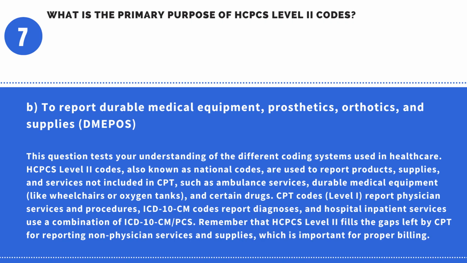Answer: B. To report durable medical equipment, prosthetics, orthotics, and supplies, DMEPOS. This question tests your understanding of the different coding systems used in healthcare. HCPCS Level II codes, also known as national codes, are used to report products, supplies, and services not included in CPT, such as ambulance services, durable medical equipment, like wheelchairs or oxygen tanks, and certain drugs.